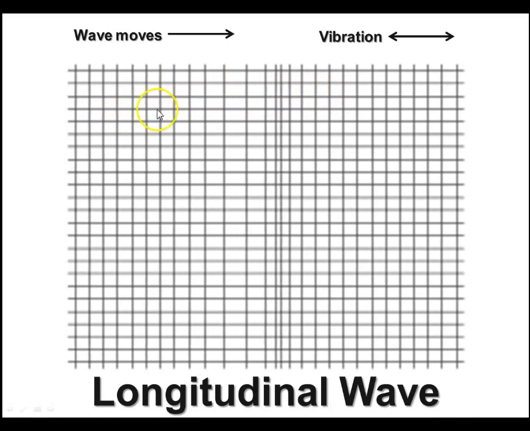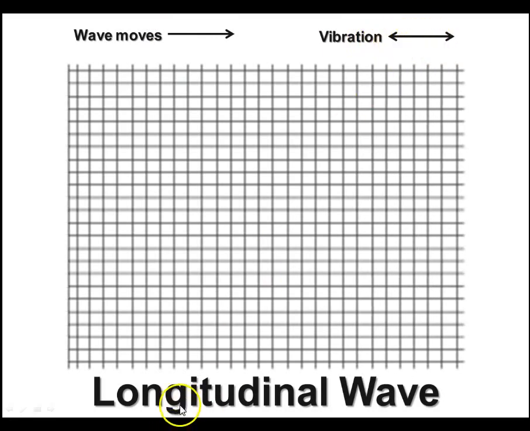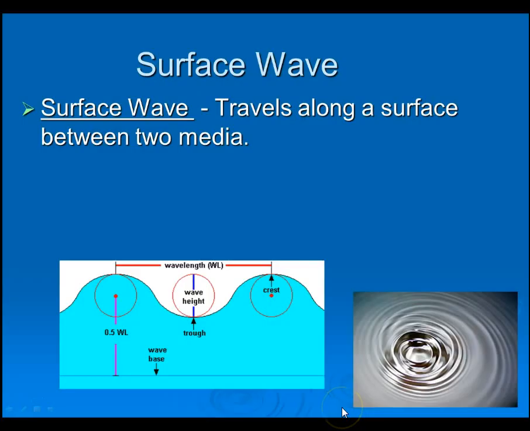It moves to the right and then the left. So the wave is moving to the right, the vibration is wiggling the exact same direction. That is called a longitudinal wave.